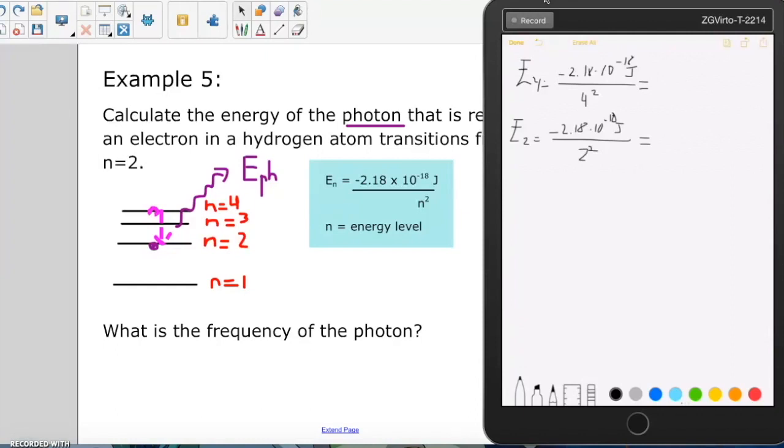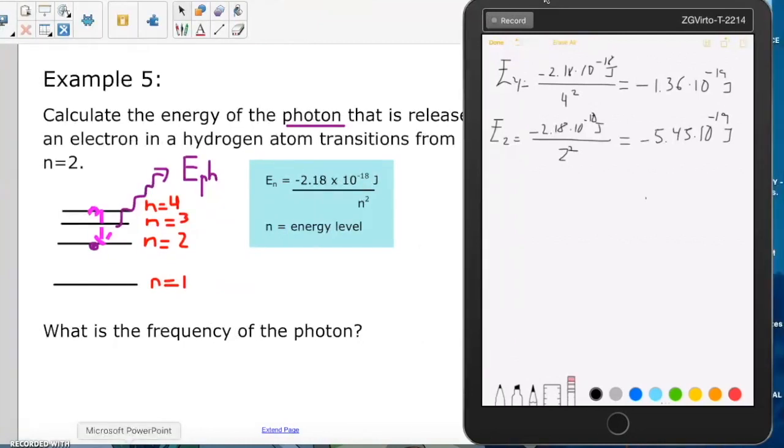It will be minus 1.36 times 10 to the minus 19 joules. And the energy of the electron when it's in level 2 will be minus 2.18 exponent minus 18 divided by 4, which is minus 5.45 times 10 to the minus 19 joules.